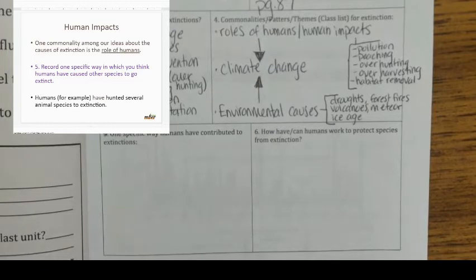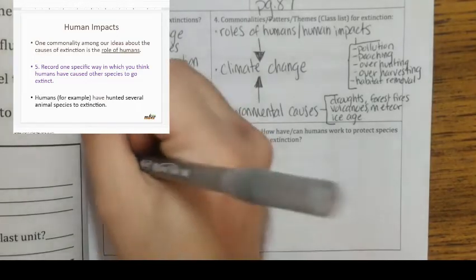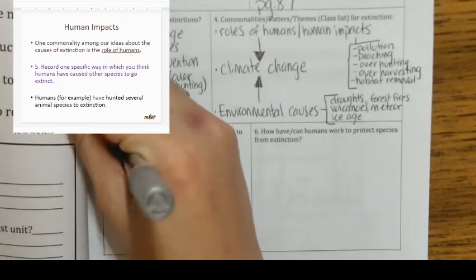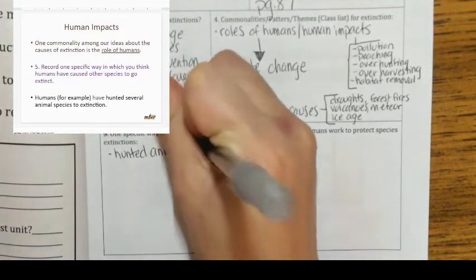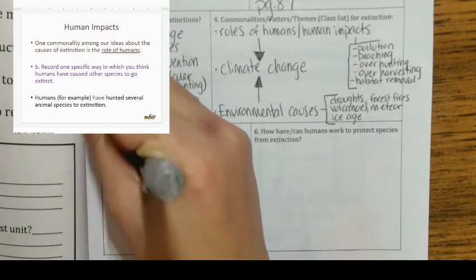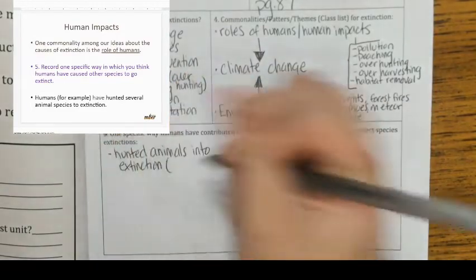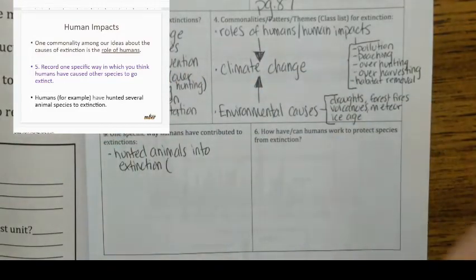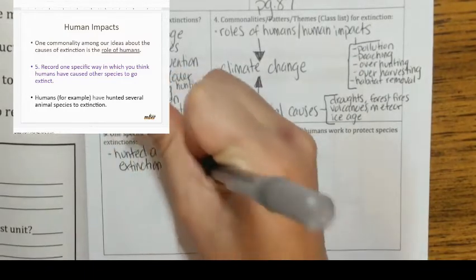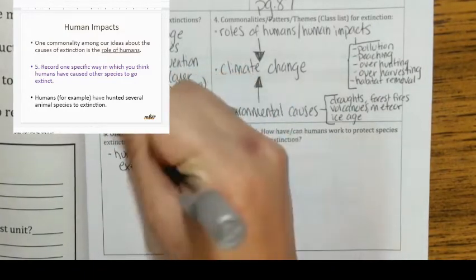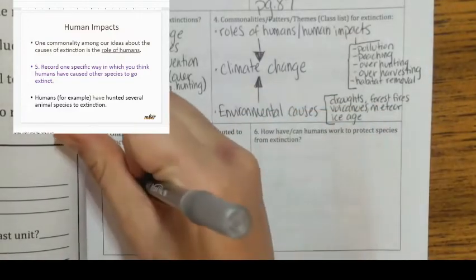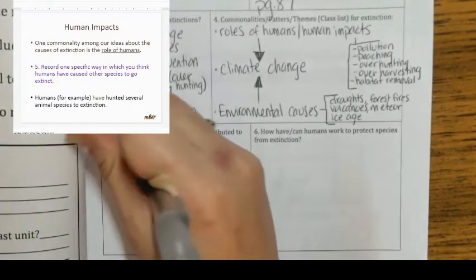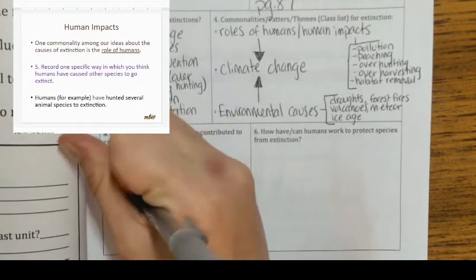One example would be that humans have hunted several animals into extinction, so we can write that one down. Again, I want to be clear, this is overhunting or hunting too much or hunting species that are already endangered. Other things that you guys have already talked about that go along with hunting is poaching. Again, I'll put that there. And the trade for furs.